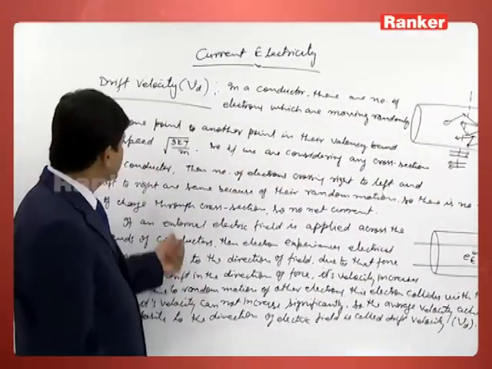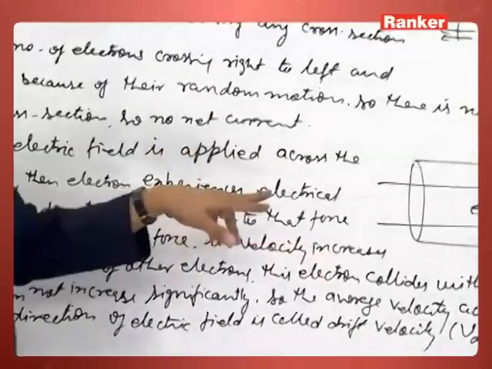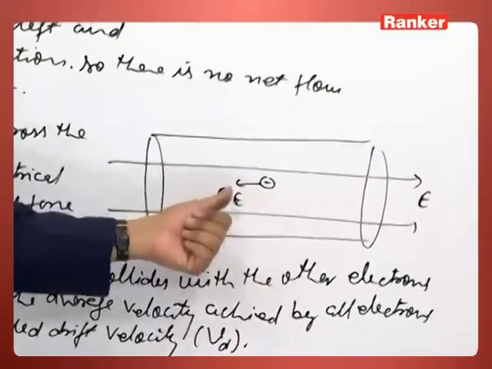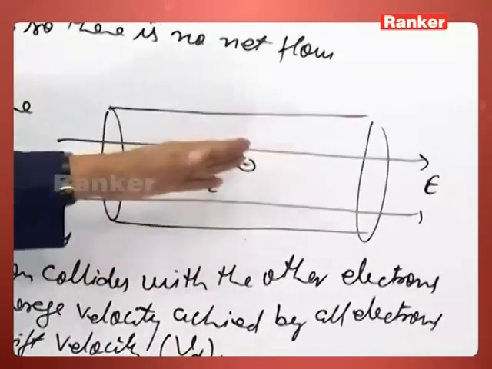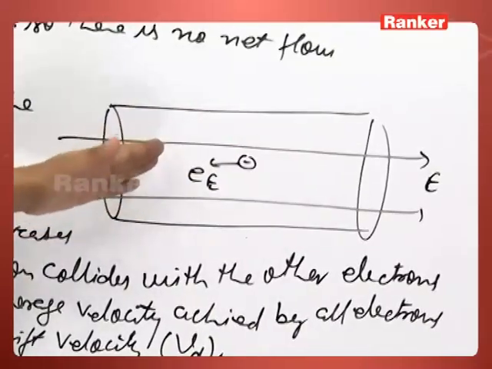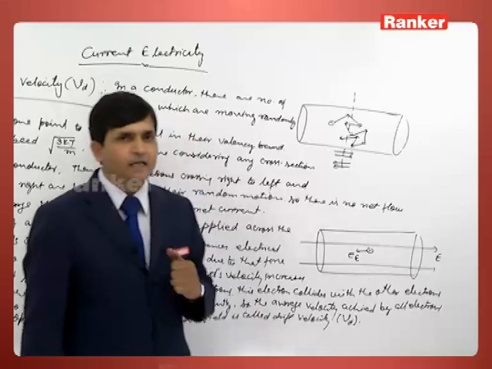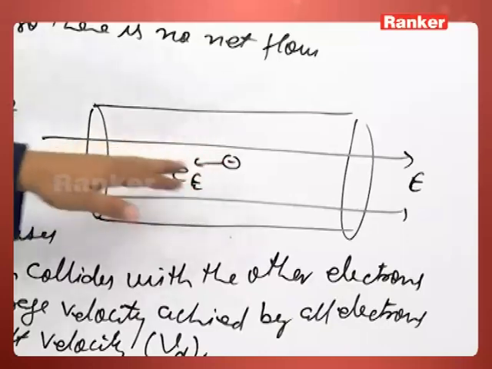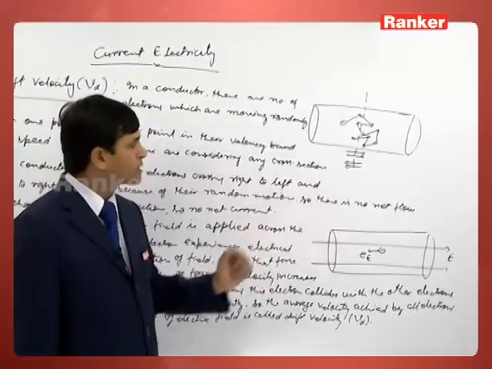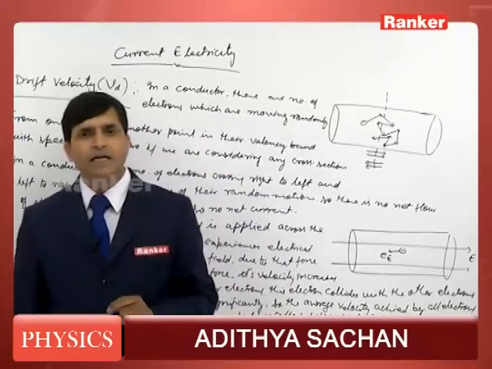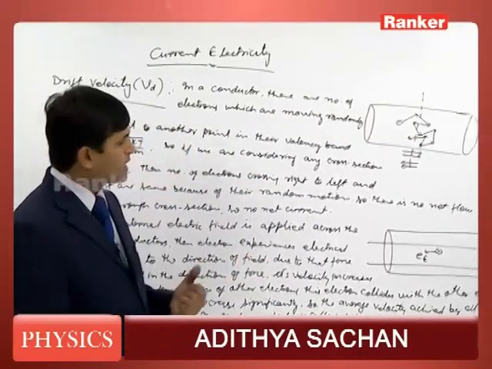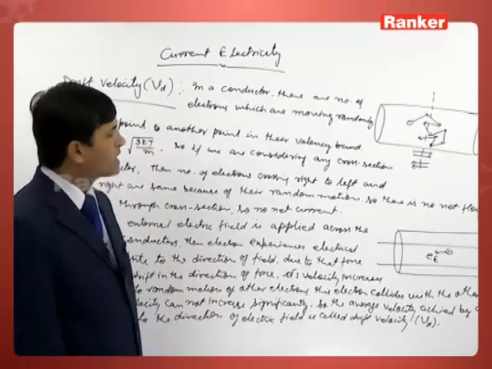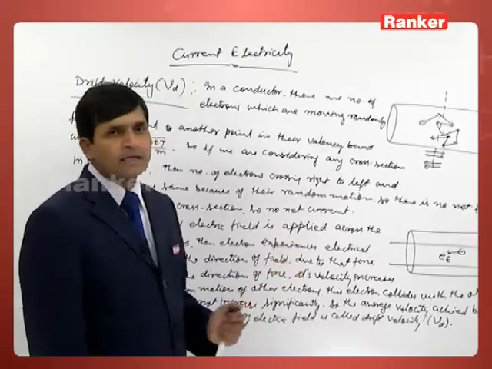So the meaning of this whole statement is that as electrons experience the electric field, they start moving or drifting in that direction, but other electrons have random motion. Due to that random motion, it collides with the other electrons. In that collision its velocity decreases, then again it moves, then again a collision takes place. This process continues, so it cannot achieve a very high velocity. Whatever average velocity is gained by all electrons is called your drift velocity. So let's see mathematically how we can calculate the drift velocity.